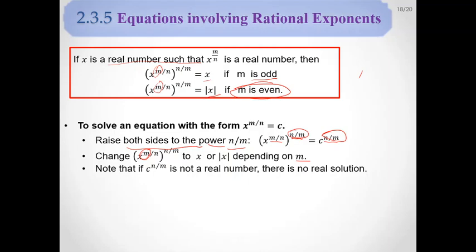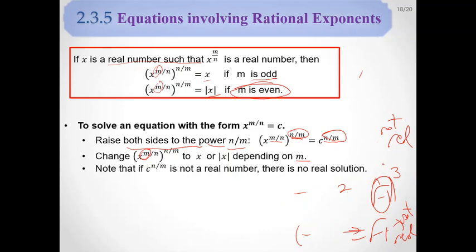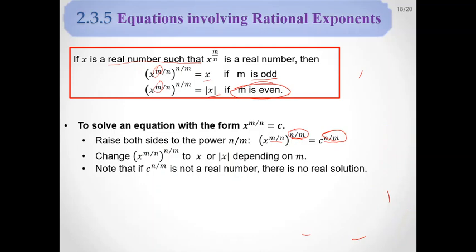And here, for example, if someone is taking the square root, 3 over 2, for example. What does this mean? It means you're taking the square root of -1 to the third power, or the third power of the square root of -1. They're both the same. This is equal to the square root of -1, so this is not a real number. So it cannot be a real number sometimes. We have to be careful if c is positive or negative. Sometimes there might be no solution.